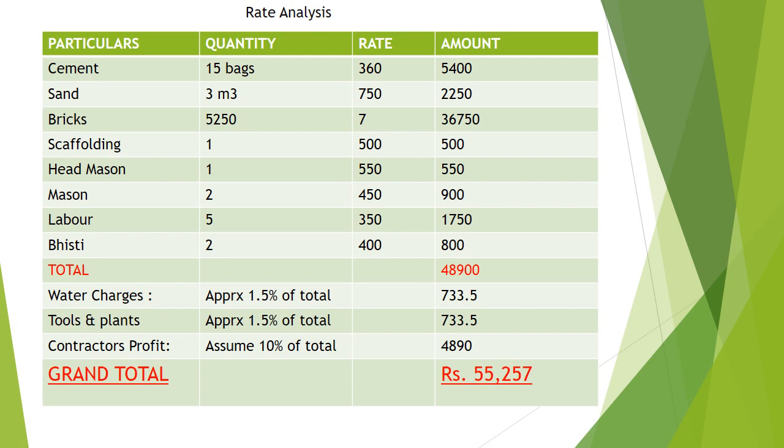So this grand total is equal to the total plus the addition of all the extra charges, which comes up to 55,257, which is the total costing of the first class brick work. Again, important thing, this answer will vary from student to student. Don't worry that my friend got 50,000, another friend got 35,000. It would vary as per your rates and your quantities.